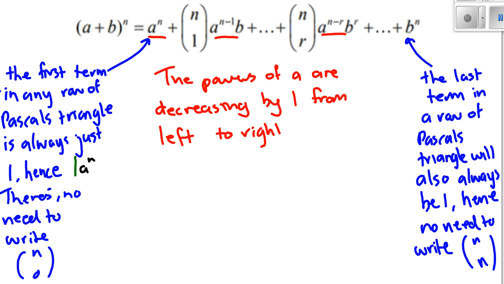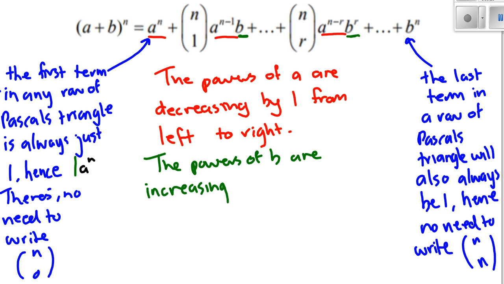And similarly, powers of b. Powers of b are increasing. Powers of the second term are increasing by 1 from left to right. I'm so sorry. There you go. So there's a lot to write there.